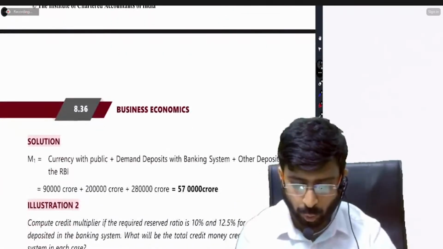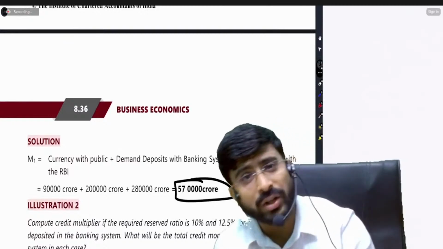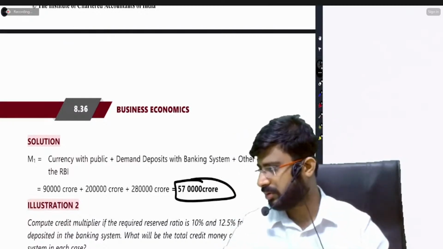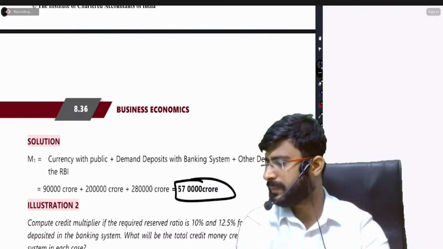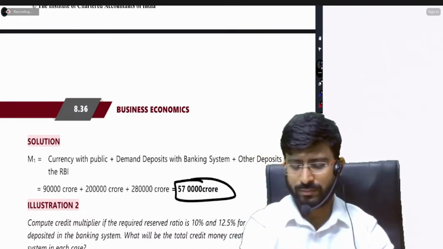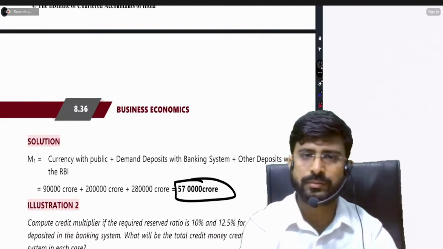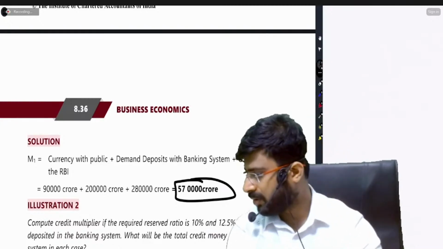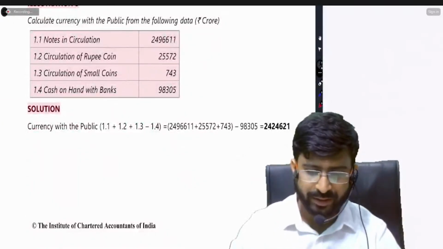5 lakh 70,000 crore is correct. Very good. Come on, friends online. Is that clear, everybody? So we have solved. If you check your notes, you will find this. Next.